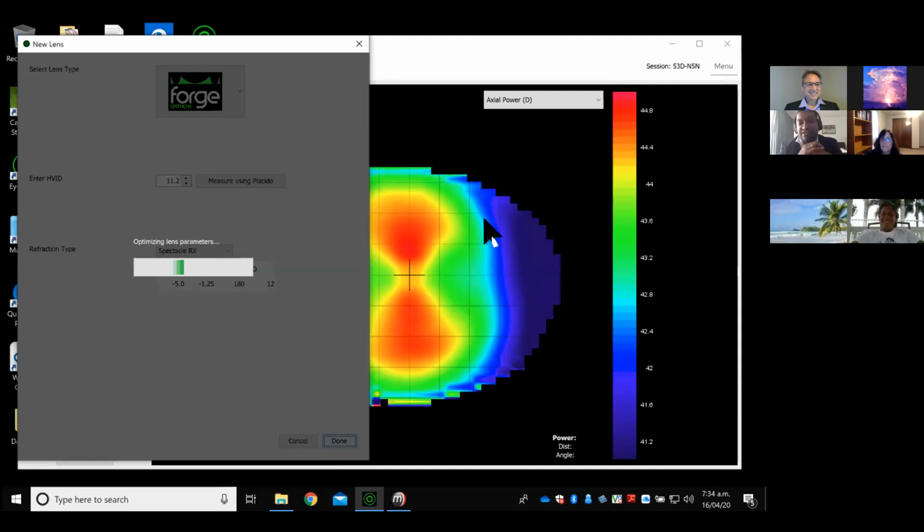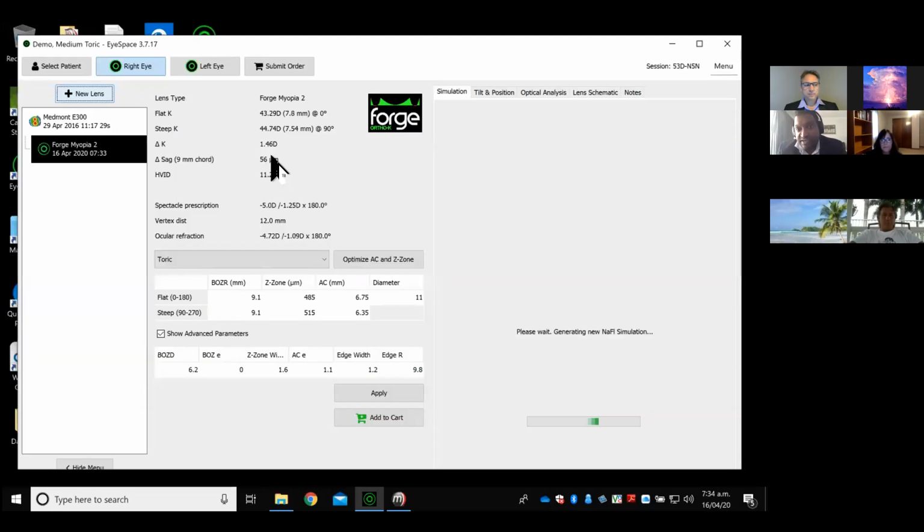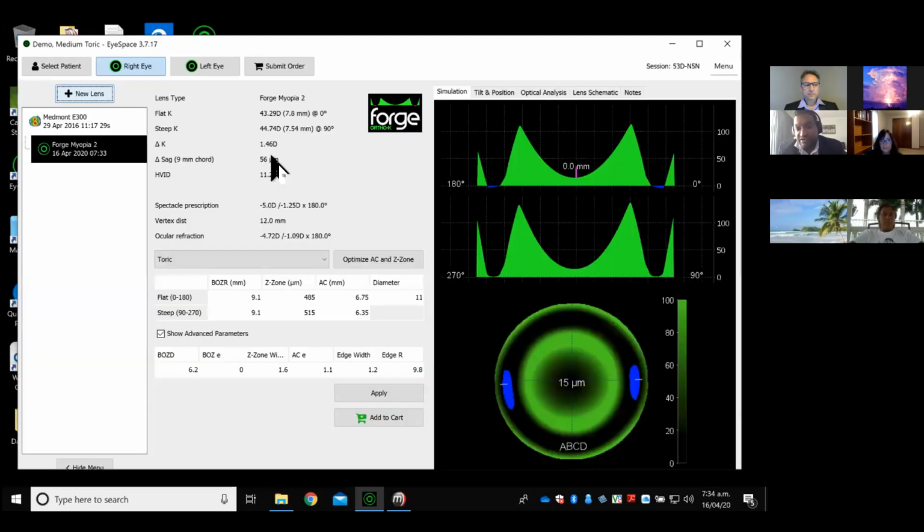So, Charlotte, just another thing to remind everyone. Just remember that the software does automatically calculate and design a lens's toricity based on analysis of the elevation between the two principal meridians. And if that delta sag is greater than 30 microns, which is here, it will then automatically design a toric. Hand it over to you, Shah.